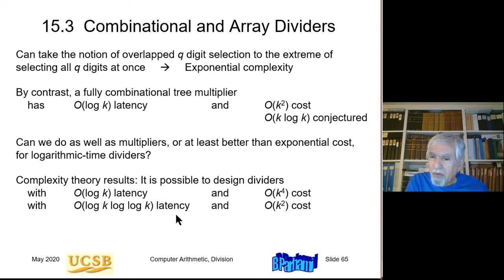Okay, I won't describe these results. These are basically results in complexity theory. You can easily look them up if you're interested. But these results establish that divide is a fundamentally more difficult operation than multiplication. We can do asymptotically the same speed, but much higher cost, k to the 4 rather than k squared, or we can aim for the same asymptotic cost, but then the speed will be less. And even these designs are not really practical.